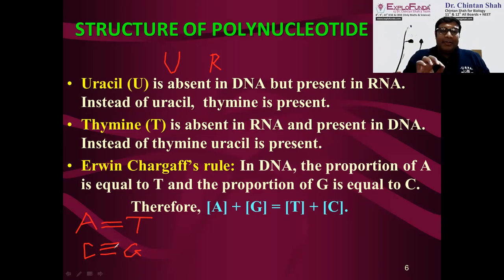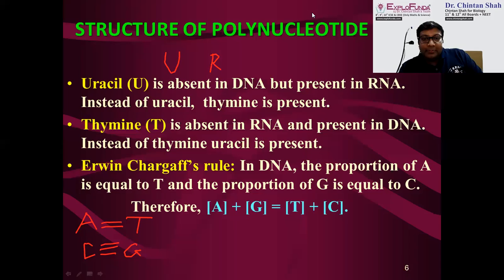So here in the single slide, I am telling you two memory techniques. One is UR: uracil is present in the RNA. And the other is A-T, C-G road. The proportion of A is equal to T and the proportion of G is equal to C, because A always binds with T and C always binds with G. That's how it is A-T, C-G road. So these are the two memory techniques.